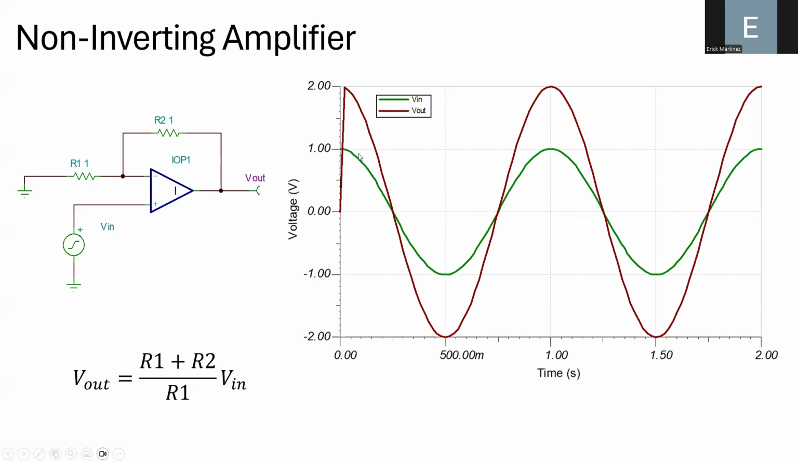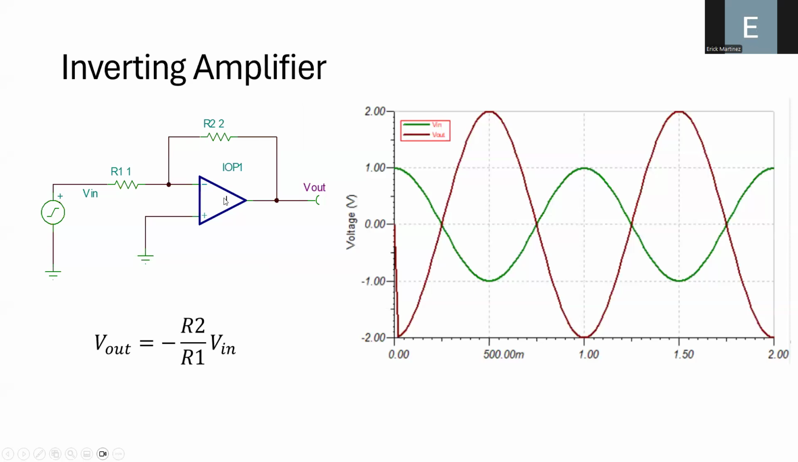You can see that when I place at the input, that is the green signal, a cosine function with an amplitude of 1, the output voltage is amplified by a factor of 2. You can see how the amplitude reaches the value of 2. Remember that the output voltage, according to this figure, is the brown or red signal, okay?